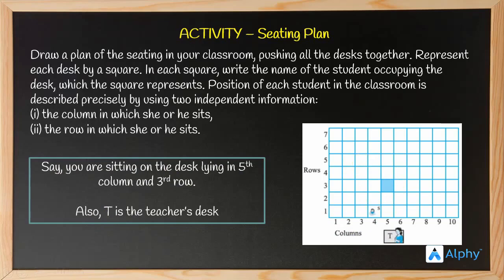For example, if Sonia is sitting in the fourth column and the first row, we write S as 4, 1. The teacher's desk is not part of your seating plan. We are treating the teacher just as an observer.